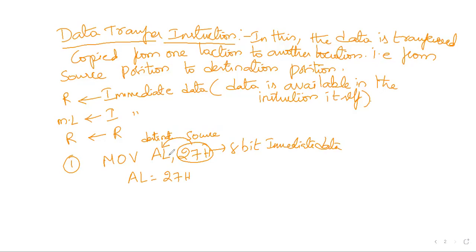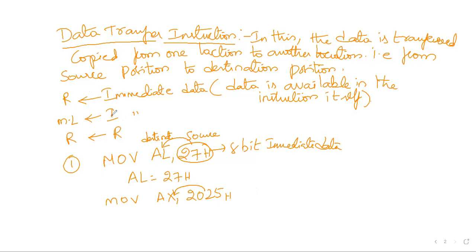Similarly, 16-bit immediate data can also be used. For example, MOV AX, 2025H, a hexadecimal number. This number is copied into the AX register. So immediate data is copied into the register, and this immediate data is either 8-bit or 16-bit.